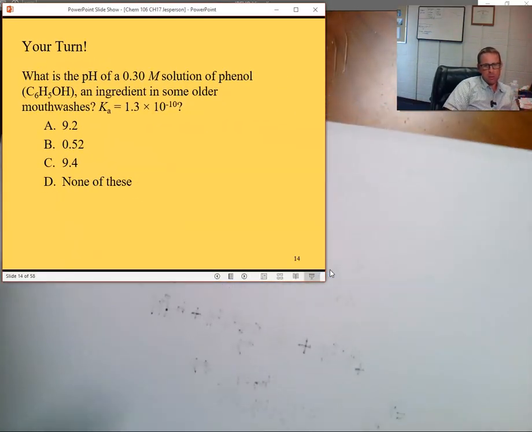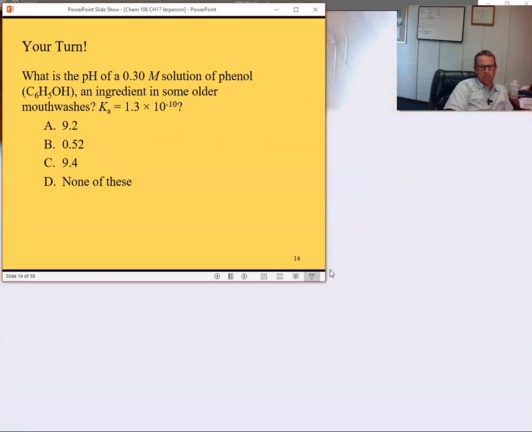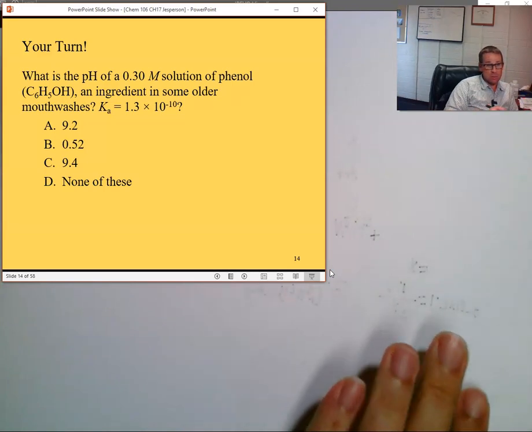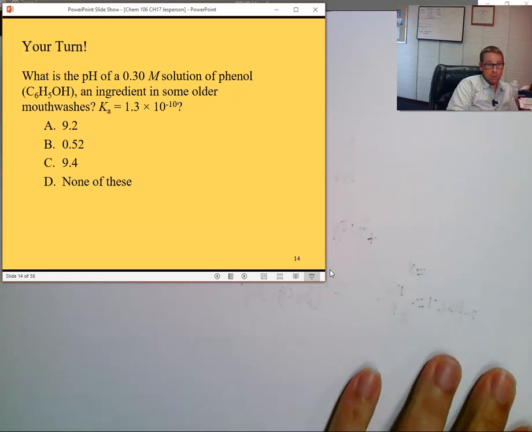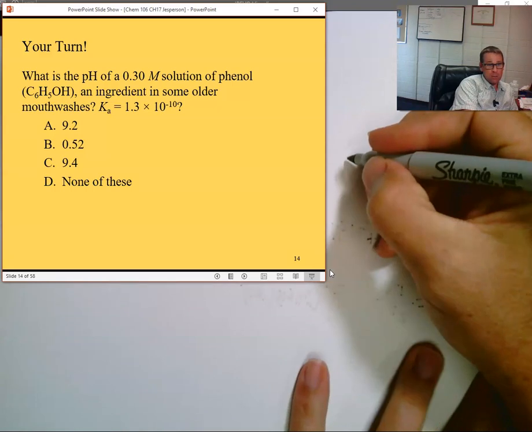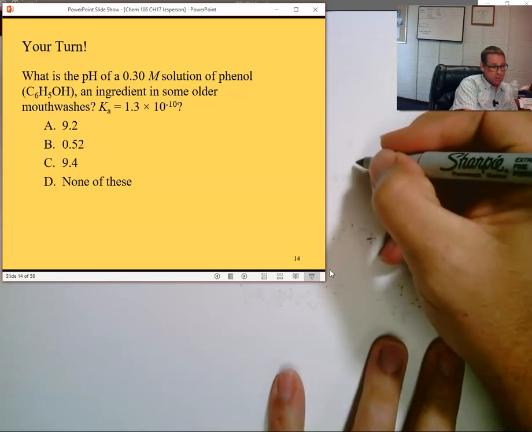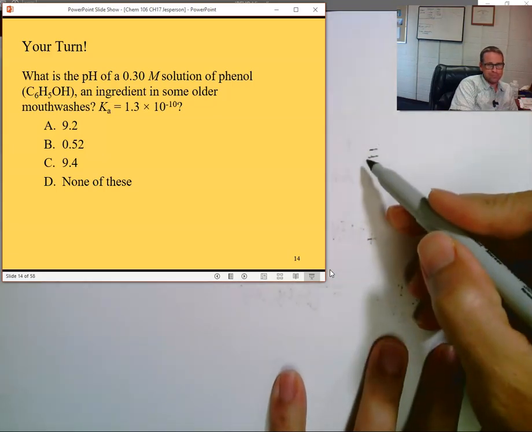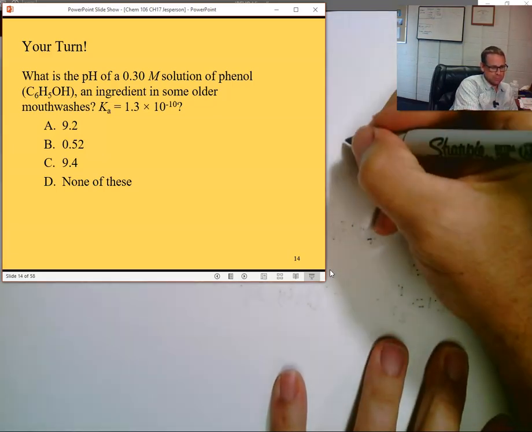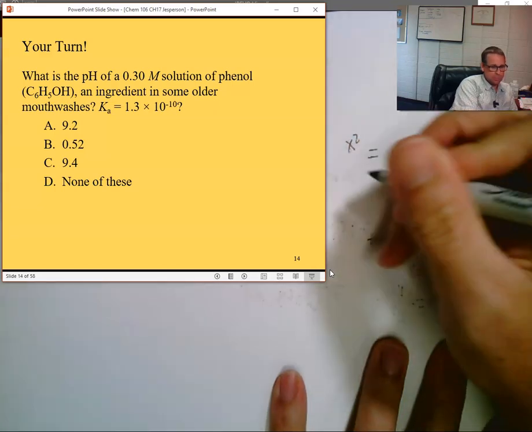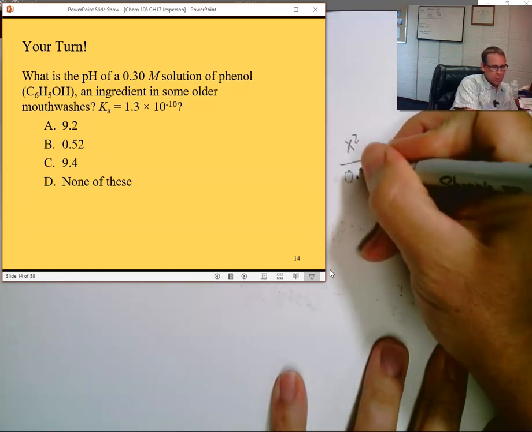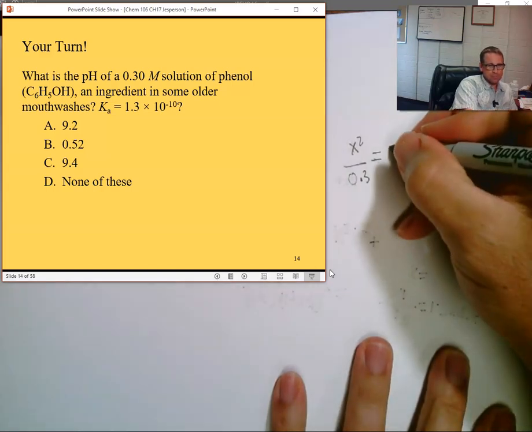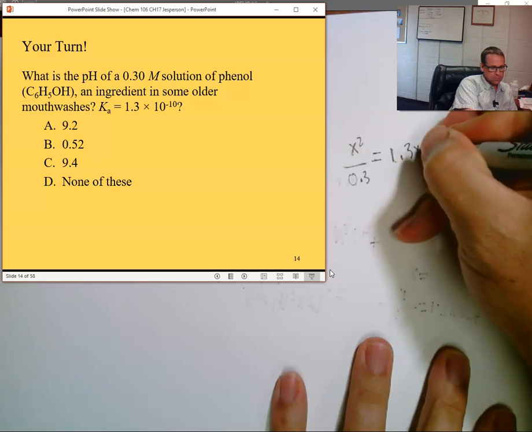I mean, if you do all the ice table, you end up with the answer, which is not bad. It's a lot of fun to do those ice tables and follow through. However, we get pretty good at it. We know that we're going to get what? What is the relationship that we're going to get after our ice table? So it should be X squared over 0.3, being equal to what? Equals 1.3 times 10 to the negative 10.